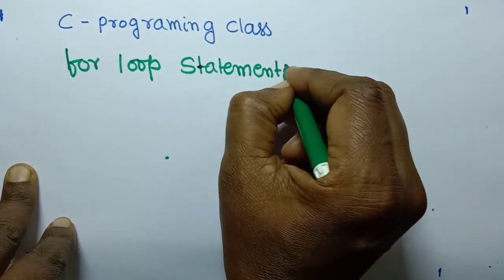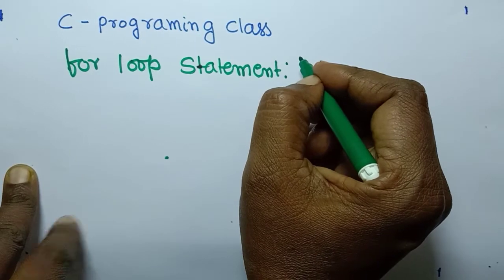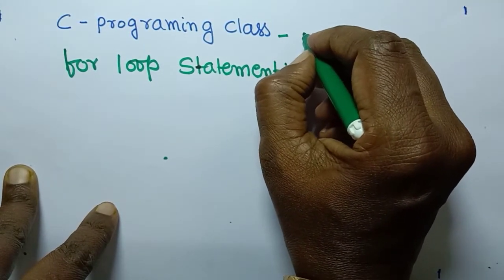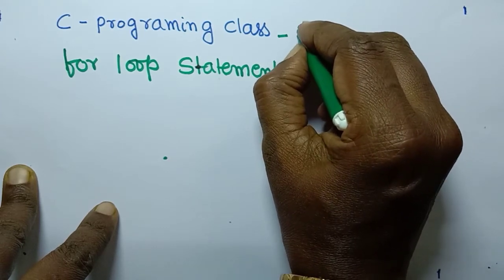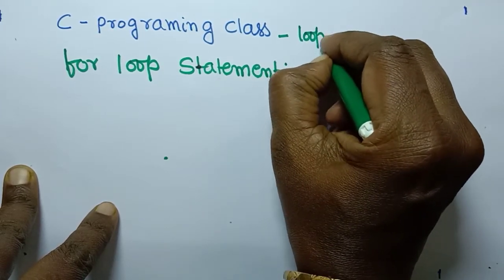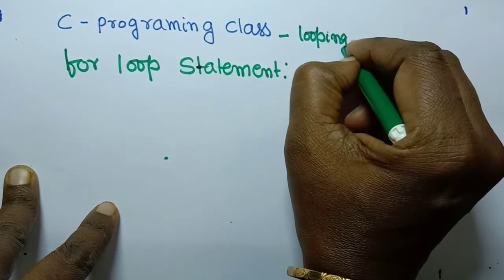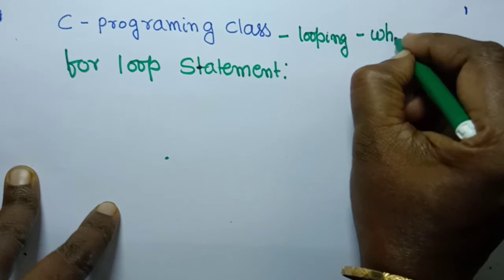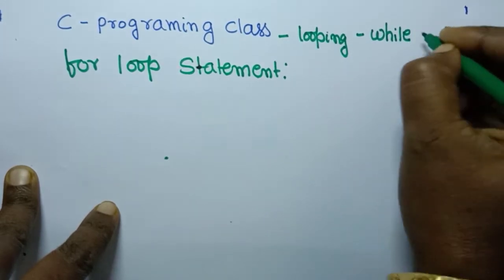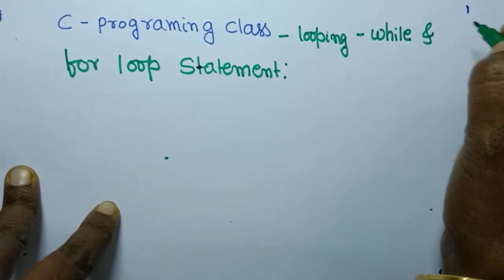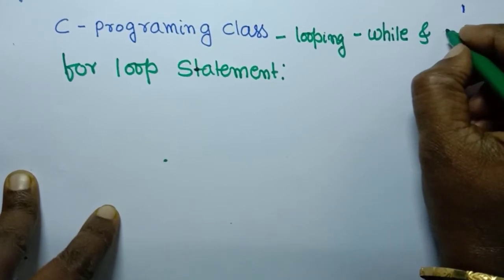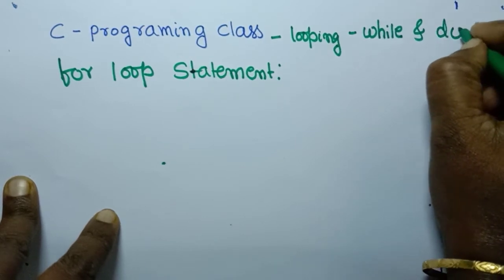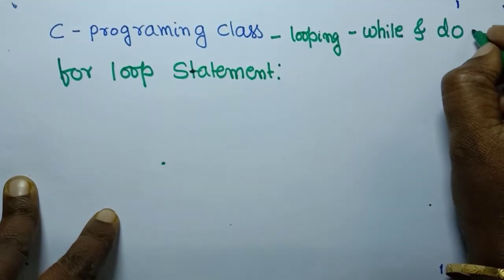Let us revise what we studied in the last class. In the last class, we completed the looping statements. Which looping statements did we complete? We completed the while and do while statements. Correct? You completed the while and the do while statement.